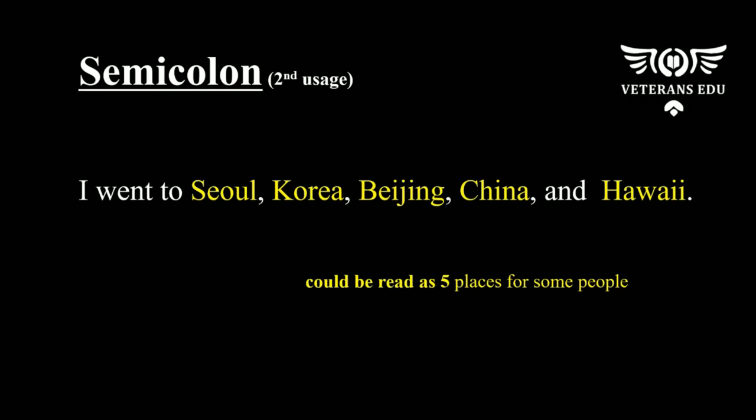And to do so, we can use the second use of semicolon, also known as a super comma, to clarify the list with many commas. All you have to do is add a semicolon after each list item, like this.